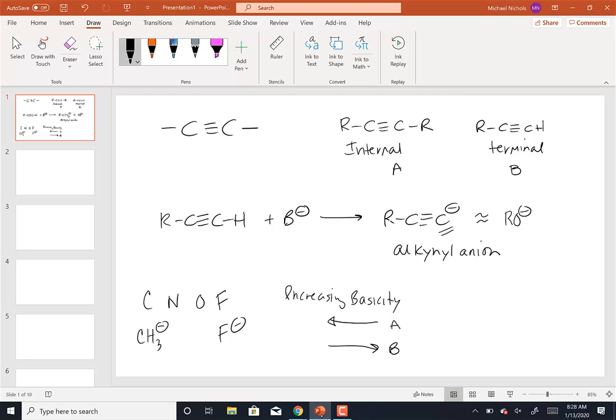So therefore, the next thing I need to know is, what bases can I use to form that alkynyl anion? If you know that the triple bond C minus is approximately the same as an O minus, can you suggest some bases that I could use to make the C triple bond minus? So what should that be? I'll give you a minute to discuss, and then somebody can suggest some bases.